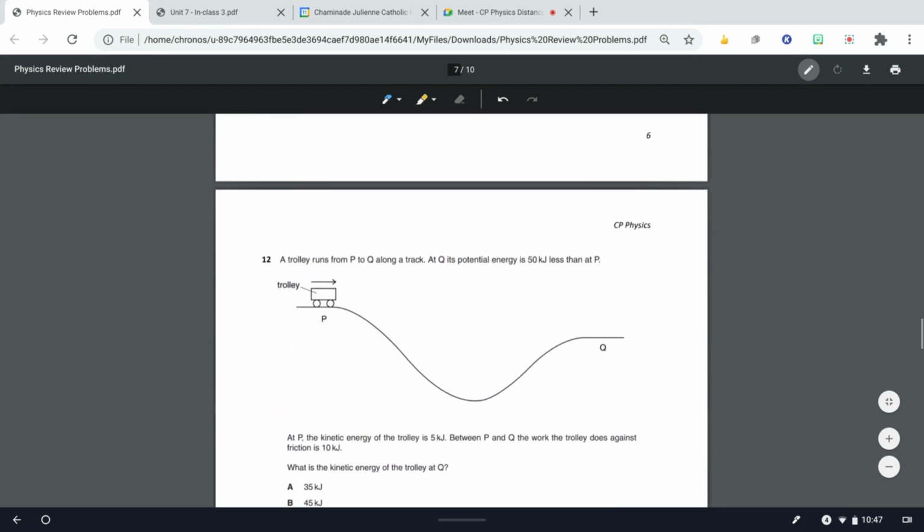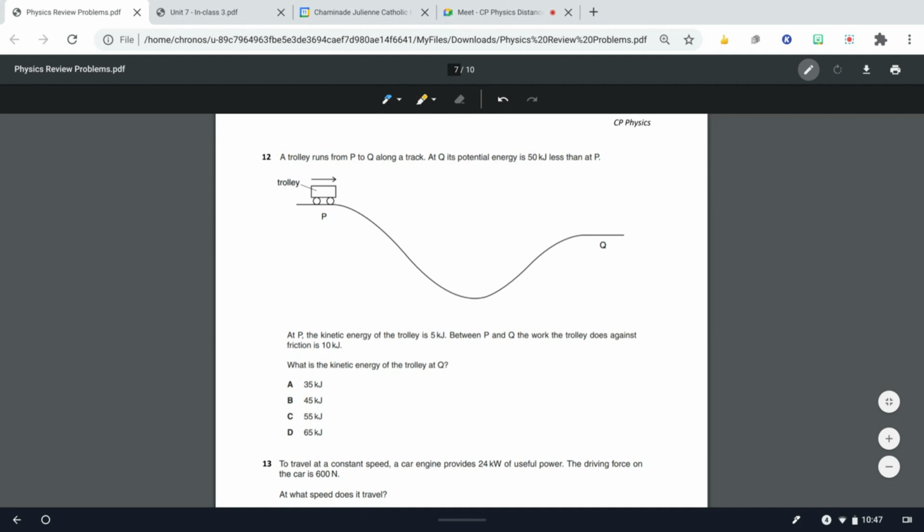Right. Question number 12. What answer did you all get? I got B. What about the others? So sure. I've got B. What about the others? I also got B. Right. And B is the right answer.